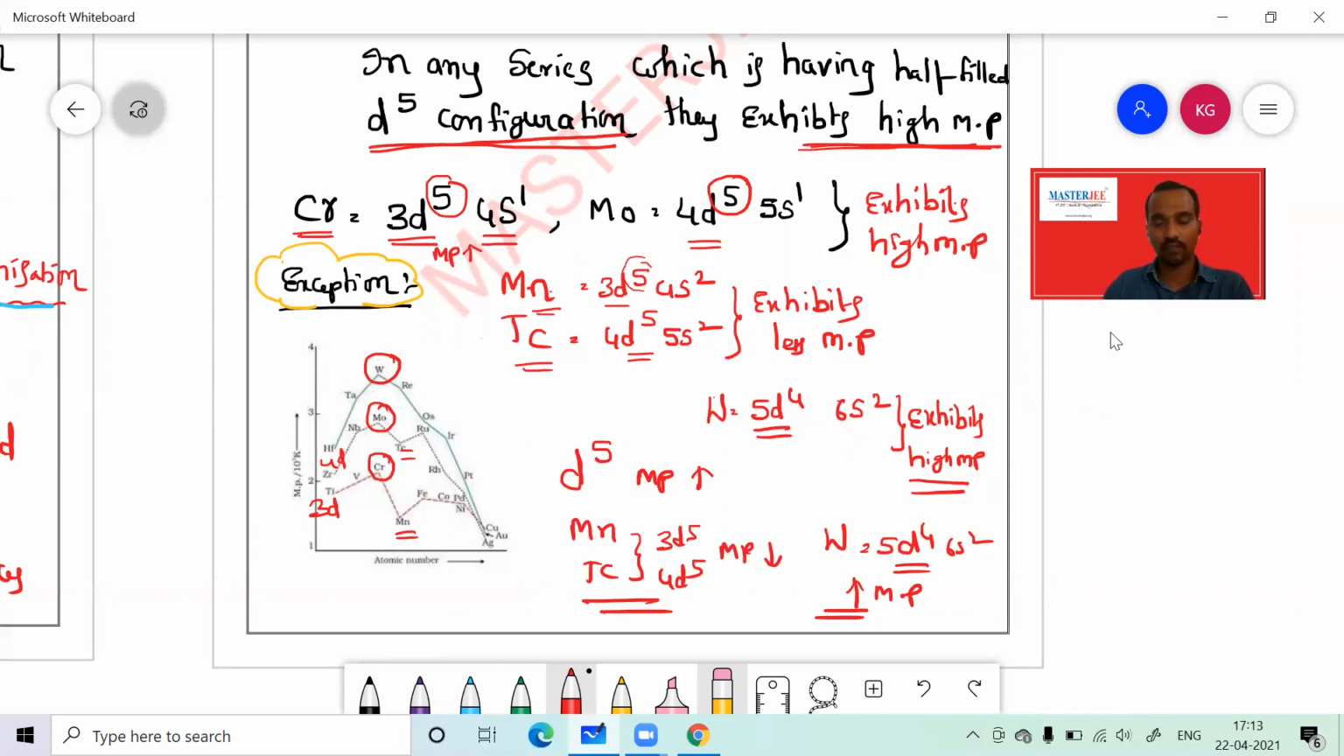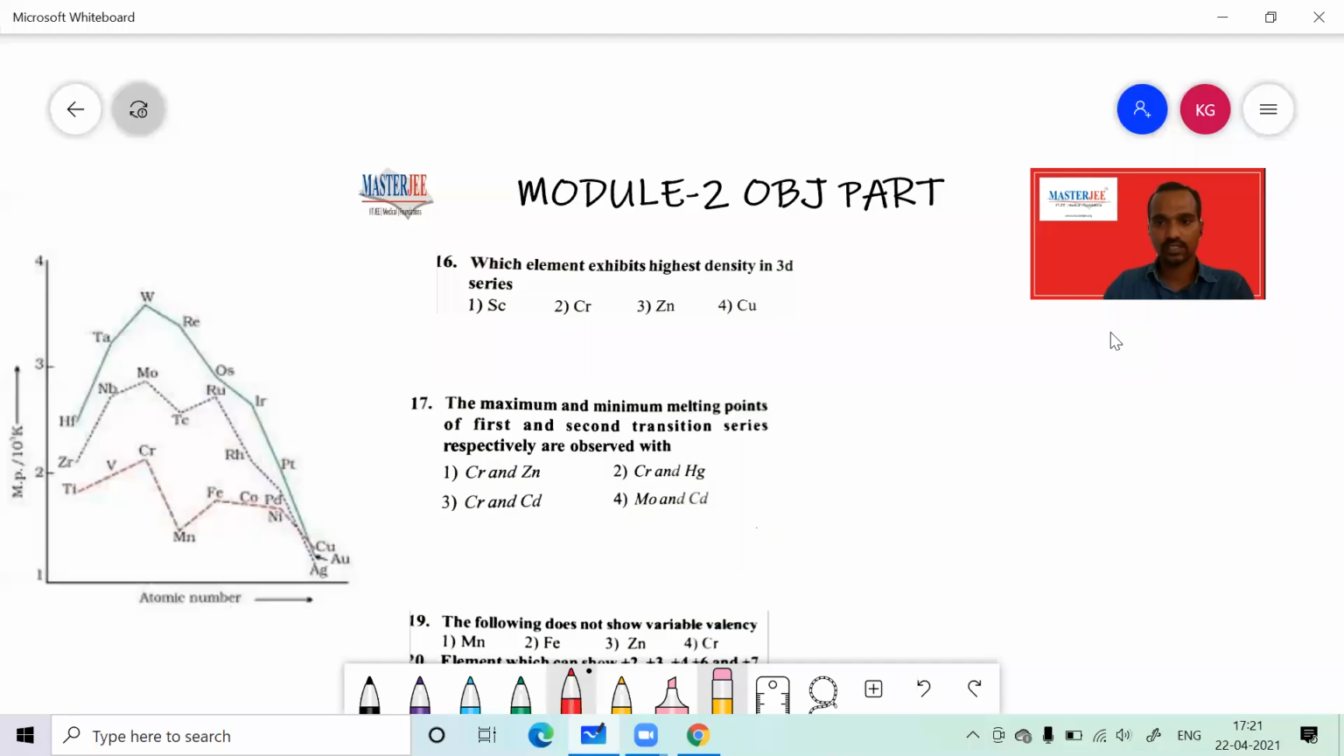Next, after completion of this, regarding the second module, we go with the objective part. In this objective part, first bit: which element exhibits the highest density in the 3D series?